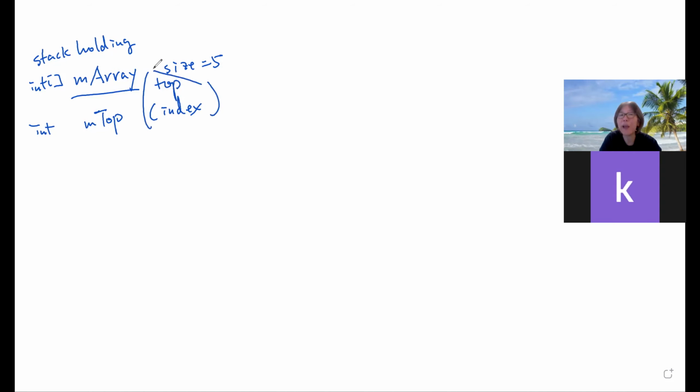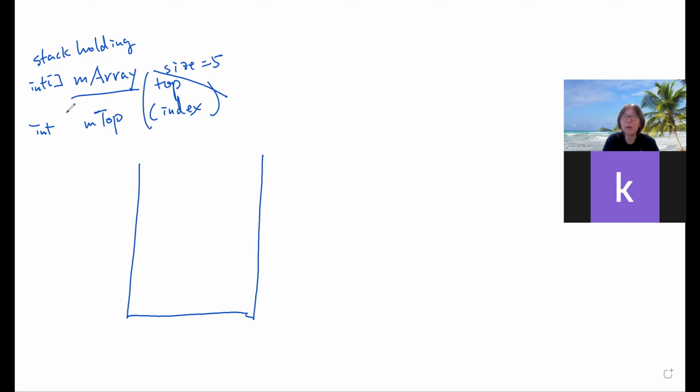The top index, okay. Then let's see how we are going to implement our stack using an array and the top index. Initially, our stack is empty. When it's empty, the top index is -1.